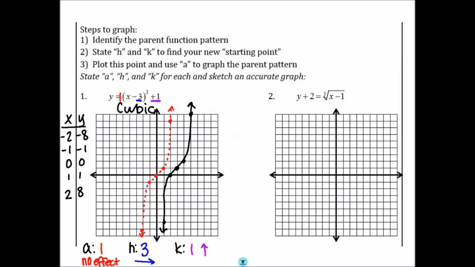I don't care which method you use to graph it, as long as you get the correct graph at the end. So if you need to draw the original graph and then move it over 3 and up 1, that's fine. Or if you can do it just using the chart, or if you can do it in your head, that's great.